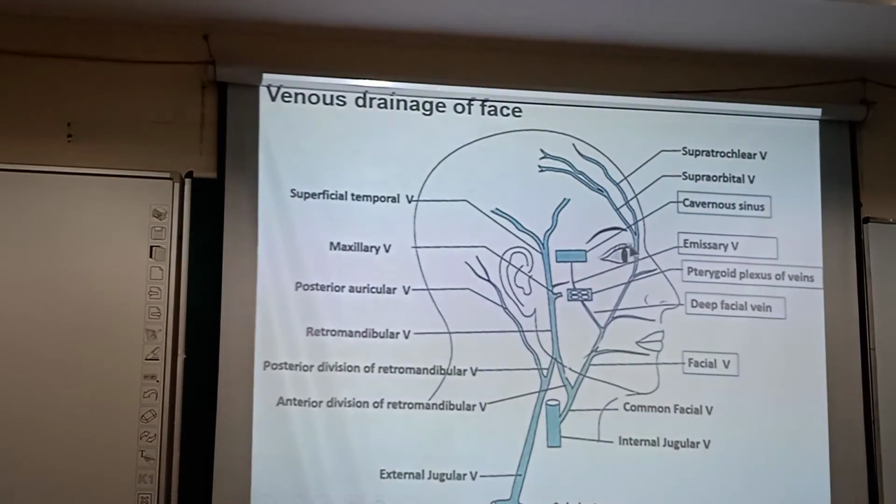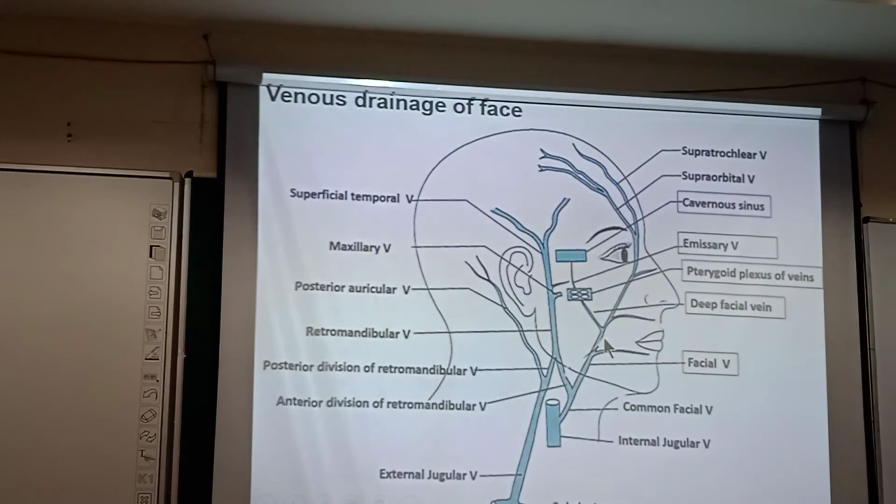The cavernous sinus as well as this angular vein, here it is not shown, they are connected by the superior ophthalmic vein. Very important, superior ophthalmic vein. And here is the deep facial vein.